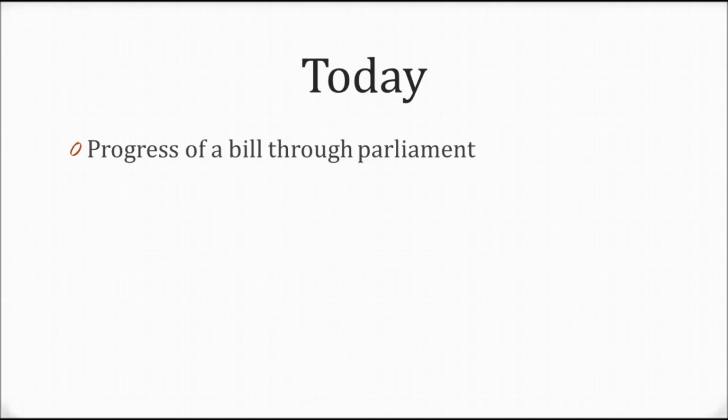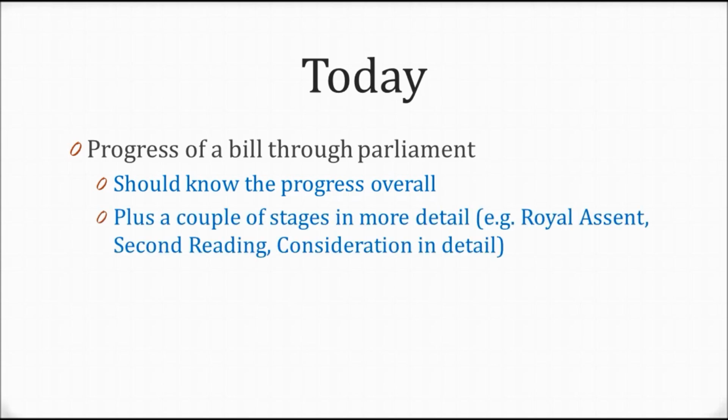Okay, so today we're going to look at the progress of a bill through Parliament. For this section of the study design, I suggest that you should know the progress overall, so how the bill goes through the two houses of Parliament. You should also know at least a couple of stages in more detail. So, for example, Royal Assent, second reading, consideration in detail are good stages to know, just in case you get a question that asks you to specifically outline one stage or two stages in more detail.